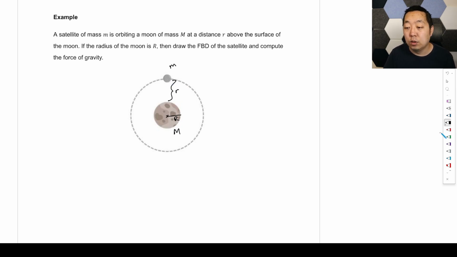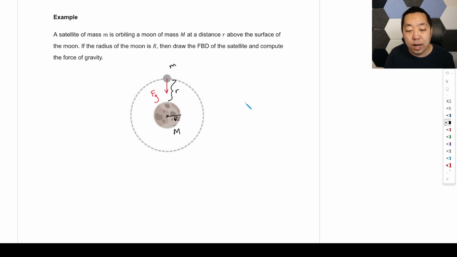Okay, so now we're going to draw the free body diagram. And again, remember, gravity is the only force that doesn't require touching. Nothing is touching the satellite, but there is gravity, and it's pointing towards the center of the moon. So that's going to be given as force Fg.